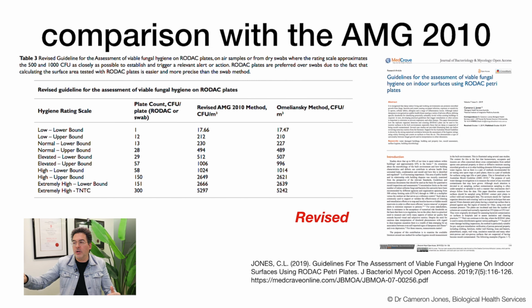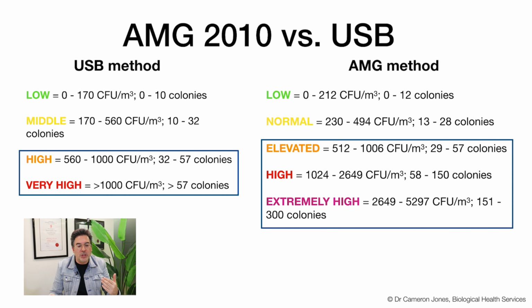On the left-hand side, we have the French USB method. And again, using that traffic light analogy, we have the low, middle, and high and very high cutoffs. And we know that the World Health Organization suggests that around about 500 and less, that indicates at least a finished building that has no moisture problems. And we know from the French research that I've discussed today that over 1,000 colony forming units is a problem at very high. What does the Australian Mould Guideline say?